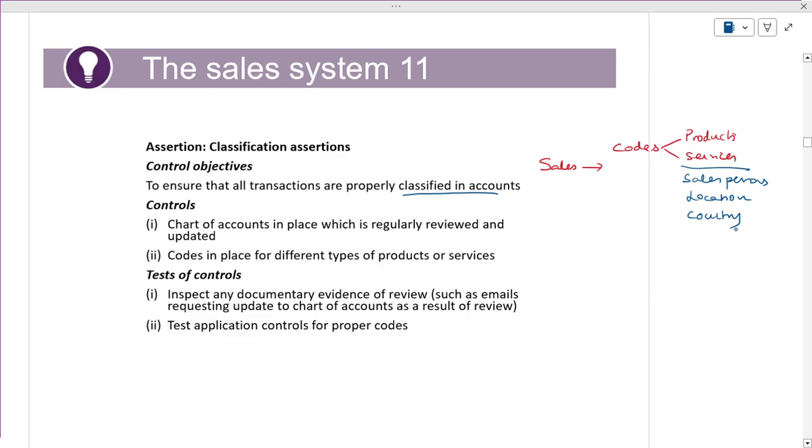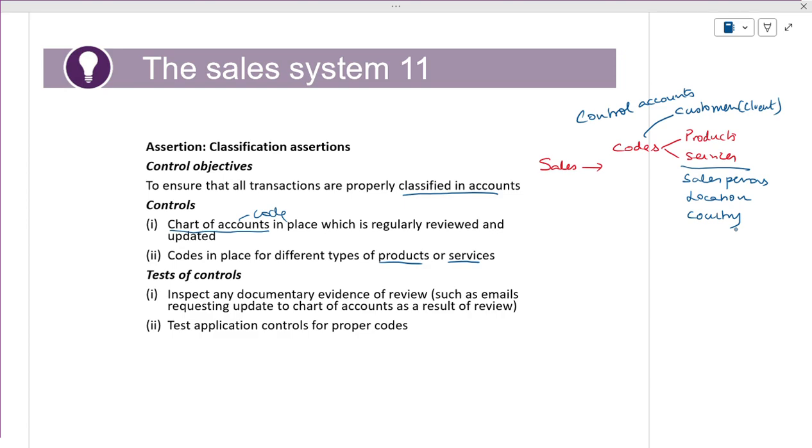You are talking about the codes for the different customers and clients. Every client will have their own specific code. This is required to have control accounts. Control accounts means the accounts related to a specific, exclusively independent. Now, when you are talking about classification, you have a chart of accounts. Codes will be there. Is it regularly reviewed and updated? Next, codes in place for different types of products and services. Whether for every product or service there is a code or not. That has to be there.